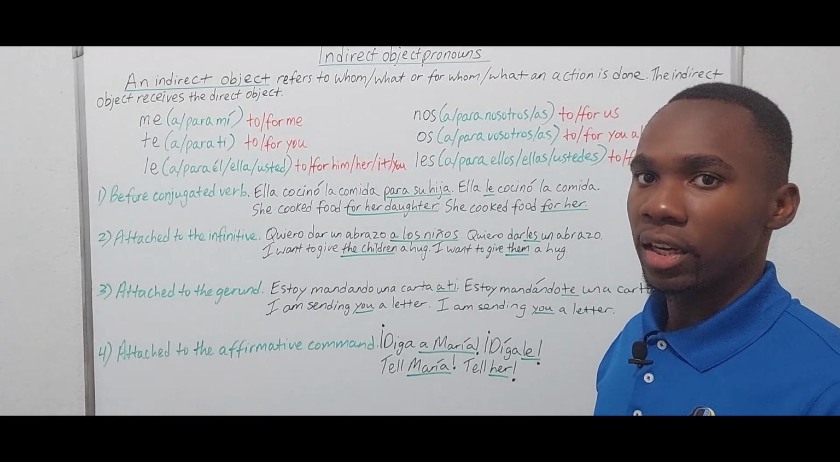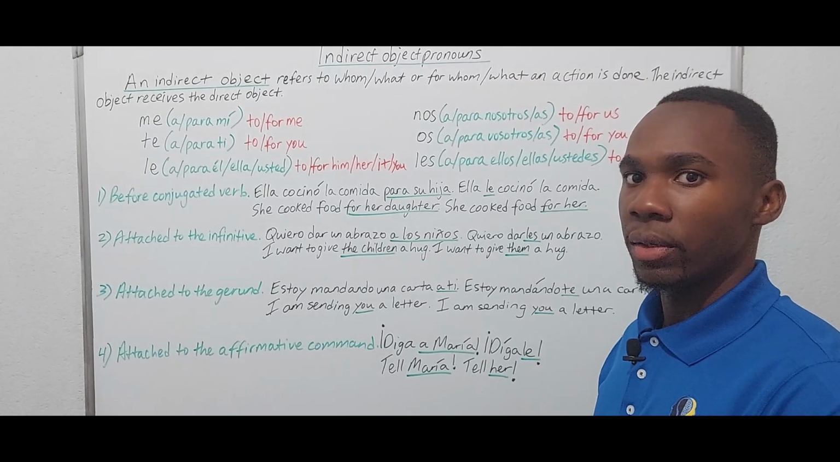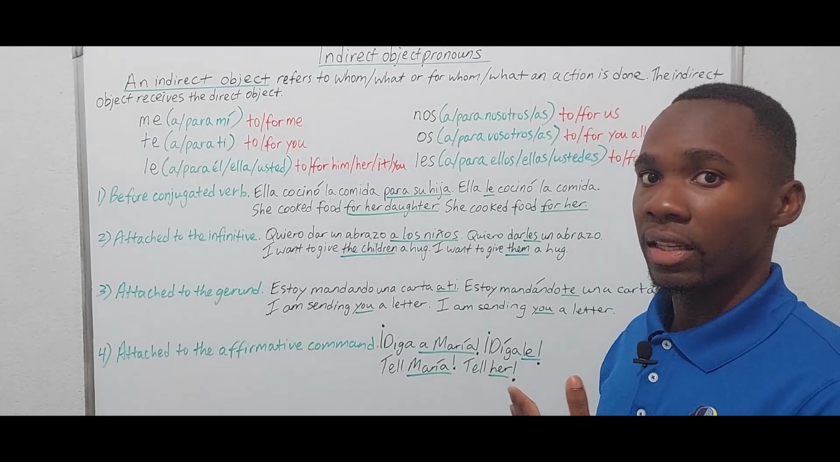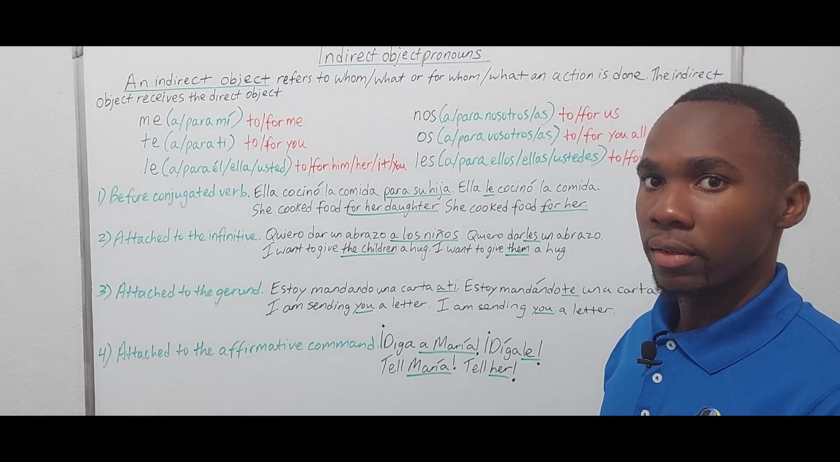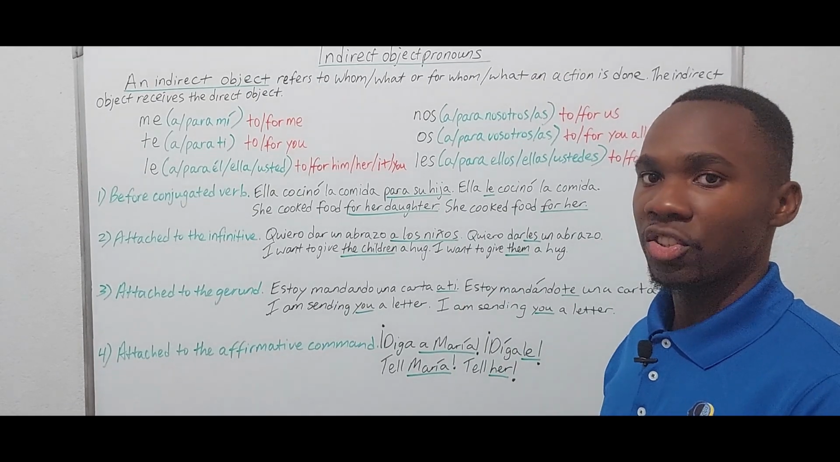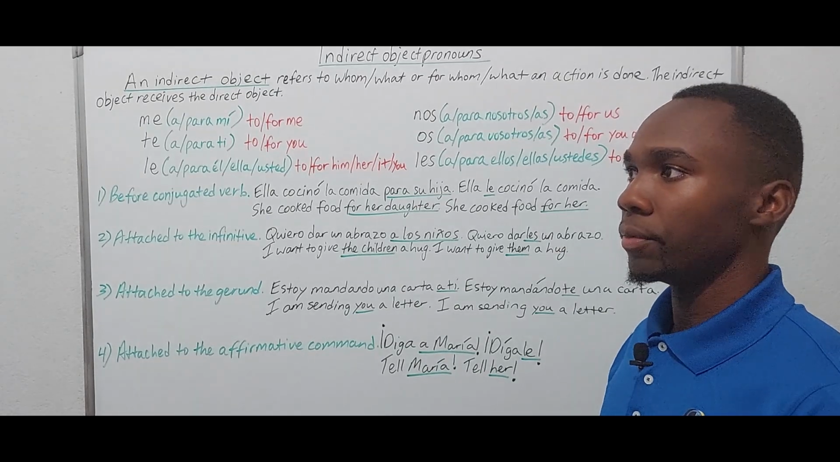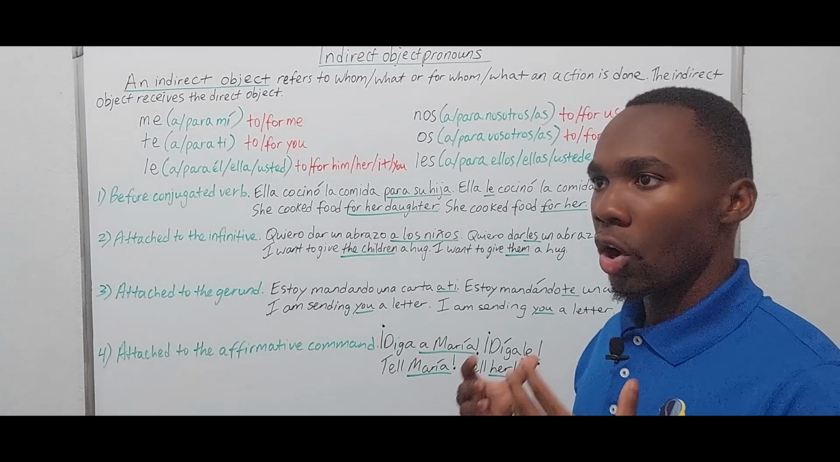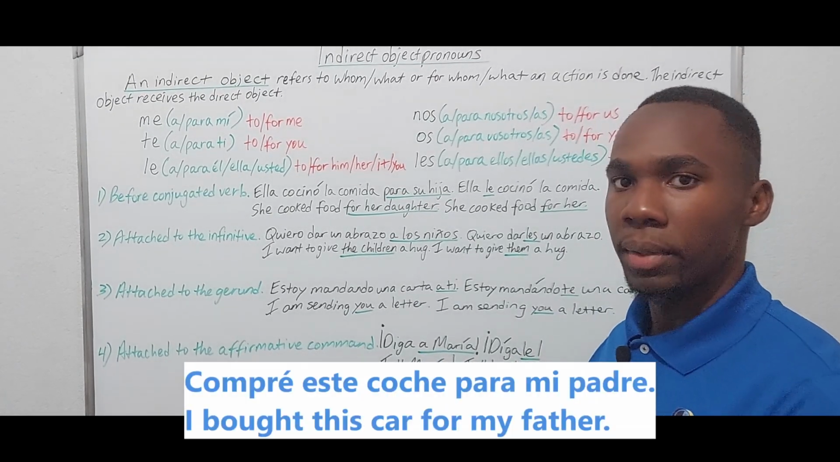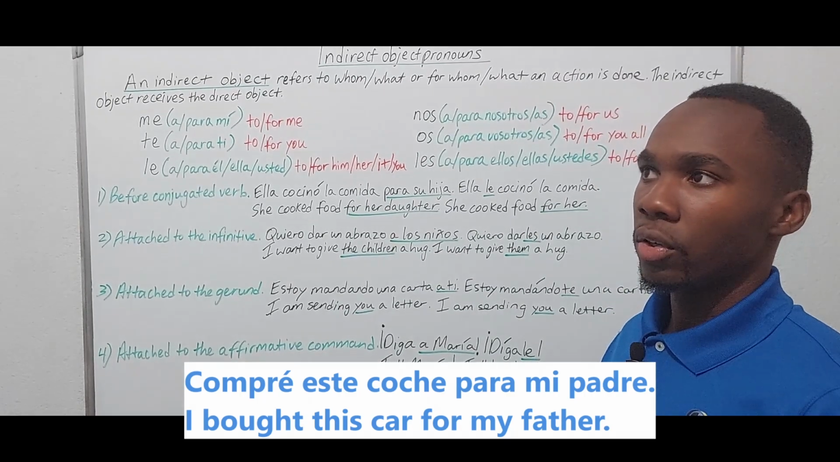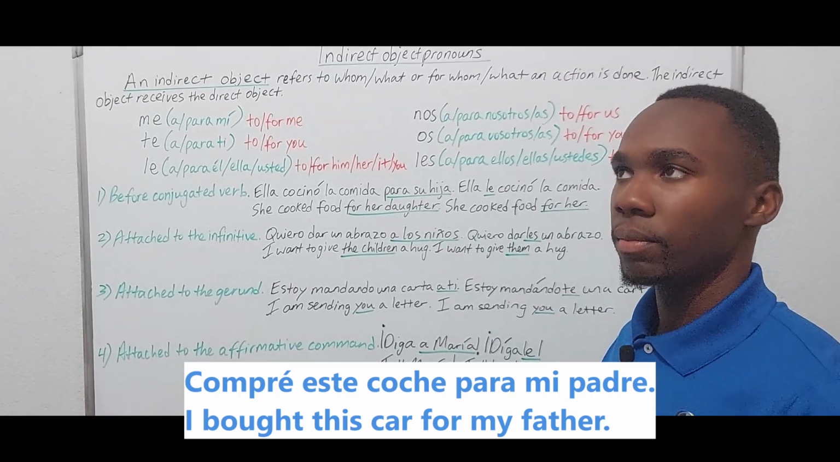And like the direct, the indirect object pronoun is going to replace an indirect object, right? So that we can avoid repetition and we can shorten the language. So let me give you an example. Compré este coche para mi padre. I bought this car for my father.